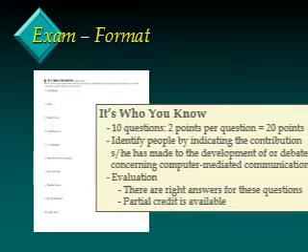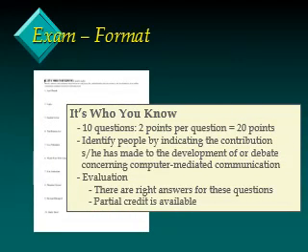Second section is called It's Who You Know. You get 10 questions, 2 points per question for a total of 20 points. Here you are asked to identify people by indicating the contribution he or she has made to the development of or debate concerning computer-mediated communication.